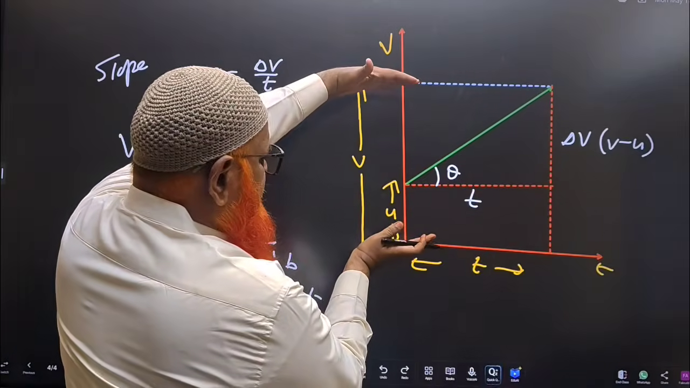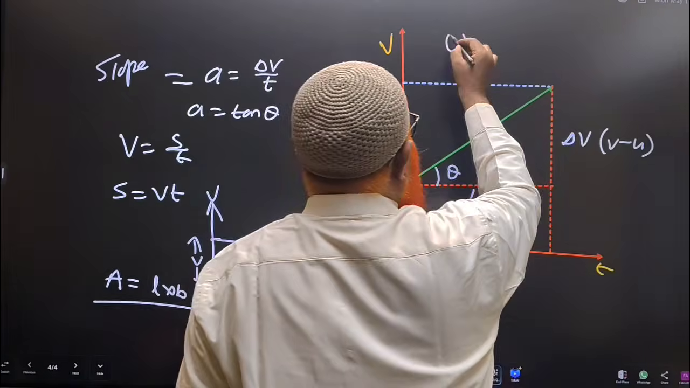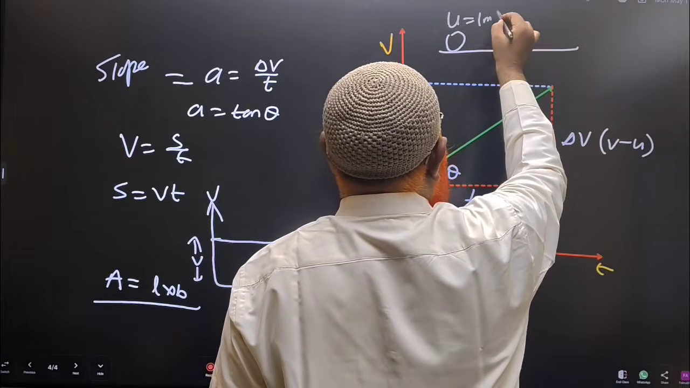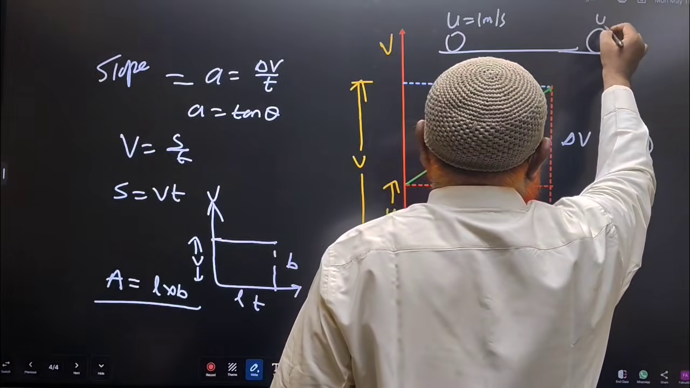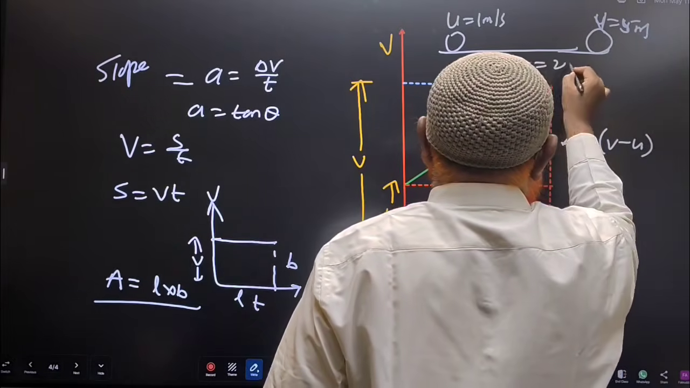Already I said, this is the final velocity, this is the initial velocity. Try to understand the situation. If a body has initial velocity, already I told you 1 meter per second, and its final velocity is how much? Capital V is 5 meters per second, and time taken is 2 seconds.